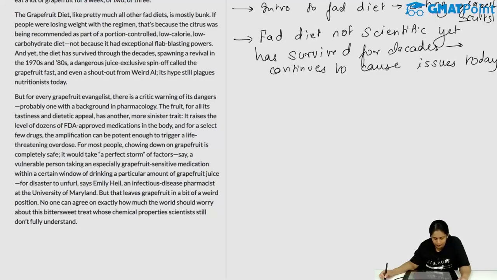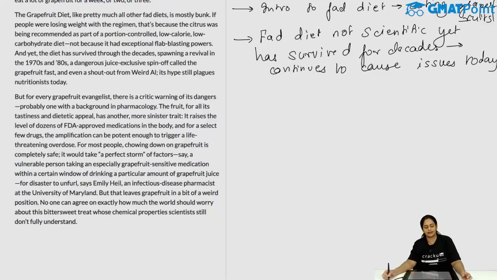For most people, chowing down on grapefruit is completely safe. It would take a perfect storm of factors, say a vulnerable person taking an especially grapefruit-sensitive medication within a certain window of drinking a particular amount of grapefruit juice for disaster to unfurl, says Emily Heil, an infectious disease pharmacist at the University of Maryland. But that leaves grapefruit in a bit of a weird position. No one can agree on exactly how much the world should worry about this bittersweet treat whose chemical properties scientists still don't fully understand.